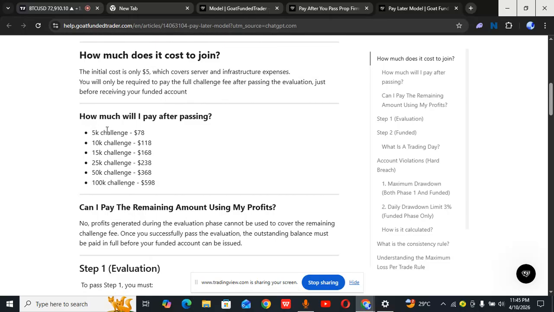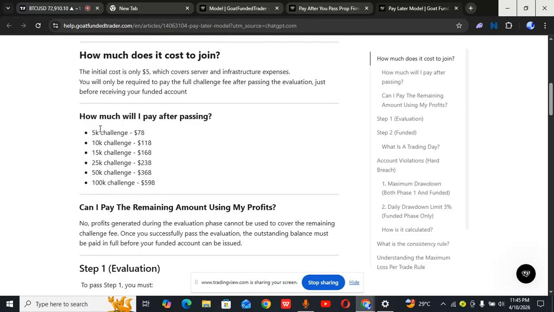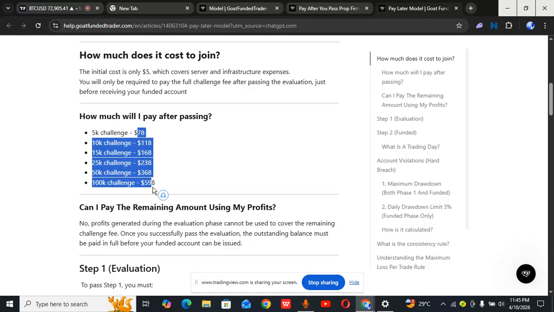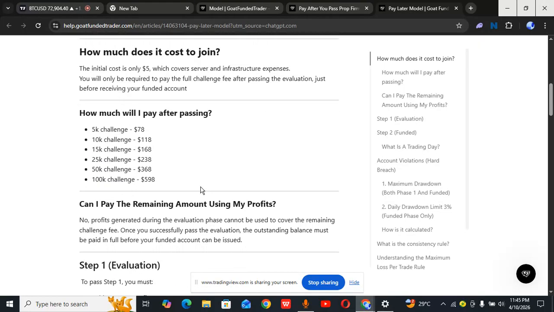Now, this over here are the types of accounts you can get under this model. You had the 5K, 10K, all the way to the 100K. And these are the amounts that you will pay only after you pass your phase one, or only after you pass the evaluation. You need to pay this amount depending on the account you get, so that you now get your funded account.